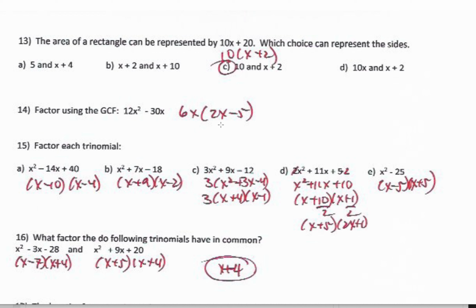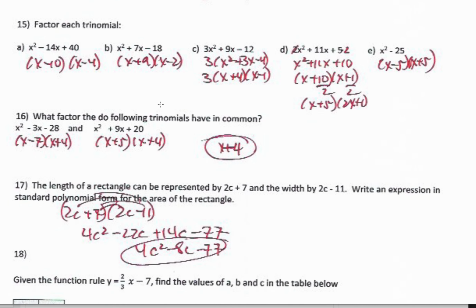And what we always say with any type of factoring is distribute back to check yourself. 6 times 2 is 12. x times x is x squared, so that looks good. 6 times negative 5 is negative 30, and then the x. So that works correctly. Number 15, factor each trinomial.